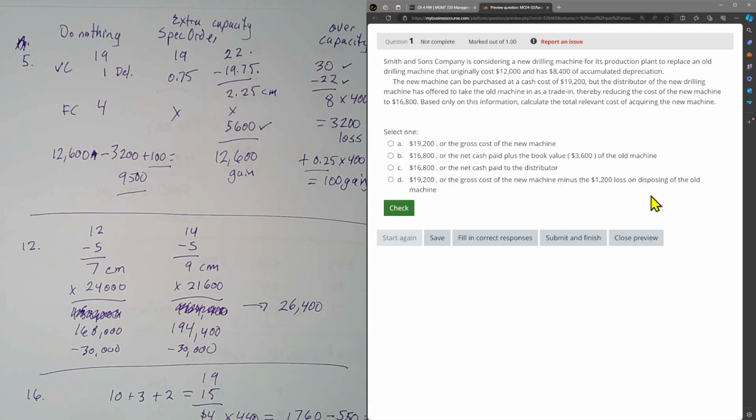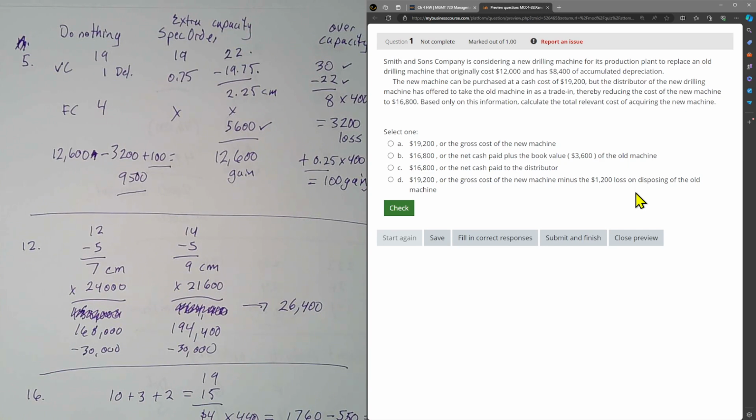So preview this question. We're considering a new drilling machine for the production plant to replace an old drilling machine that costs $12,000 and has $8,400 of accumulated depreciation. The new machine can be purchased at a cash cost of $19,200, but the distributor has offered to take the old machine as a trade-in, thereby reducing the cost to $16,800. Based on this information, calculate the total relevant cost for acquiring a new machine.